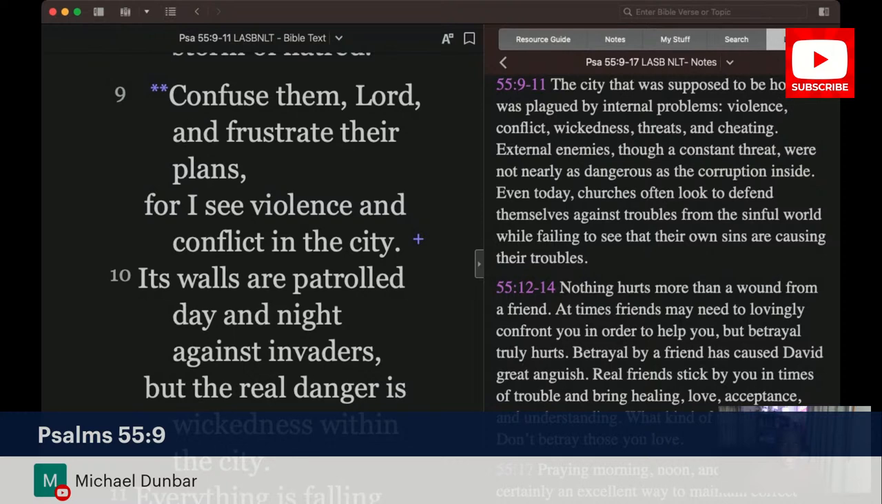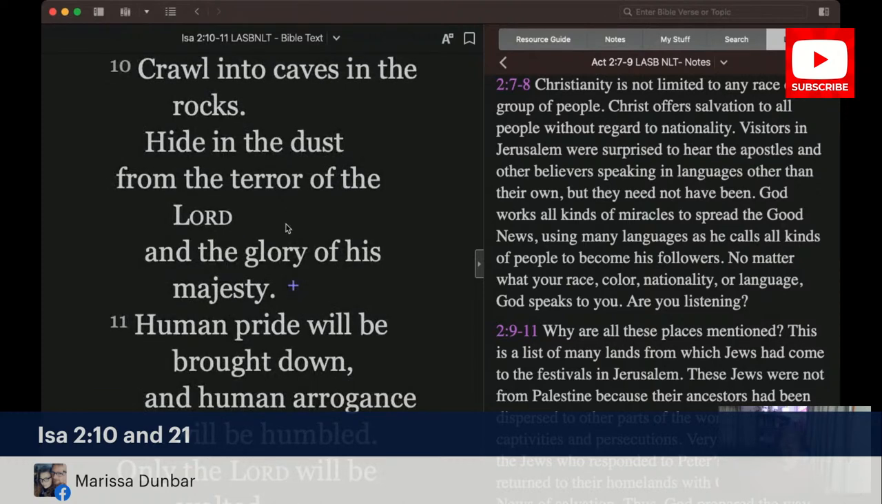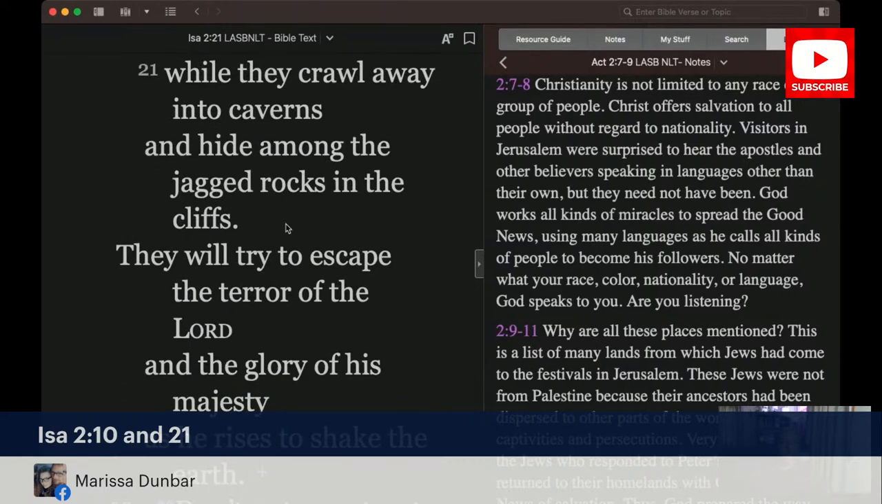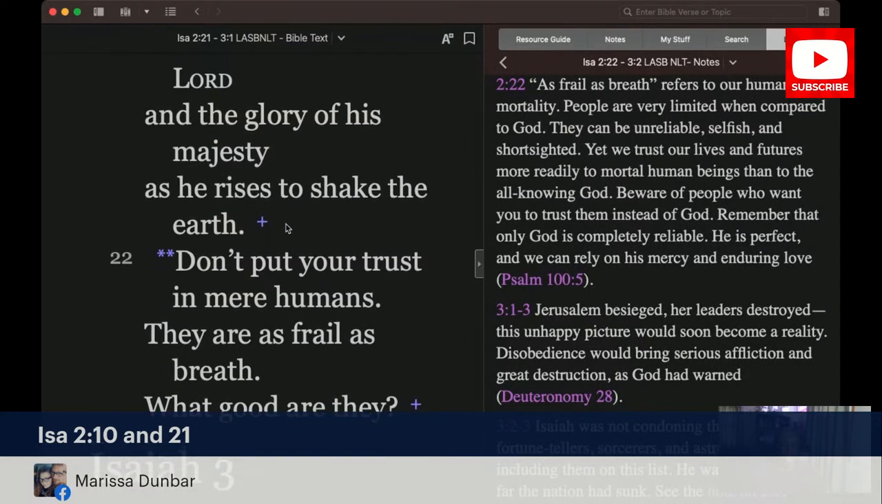Let's go to Acts chapter 2, verse 5. Acts chapter 2, verse 5 tells us what? At that time, there were devout Jews from every nation living in Jerusalem. Now let's go to Isaiah chapter 2, verse 10. Isaiah chapter 2, verse 10 tells us what? Crawl into caves in the rocks, hide in the dust from the terror of the Lord and the glory of his majesty. We see that. Now let's go down to verse 21. While they crawl away into caverns and hide among the jagged rocks in the cliffs, they will try to escape the terror of the Lord and the glory of his majesty as he rises to shake the earth. That's the end times.